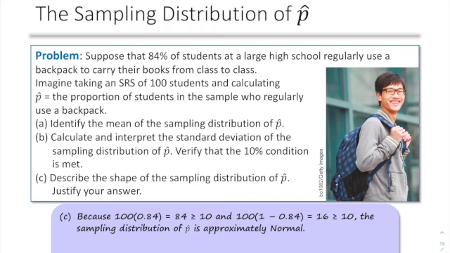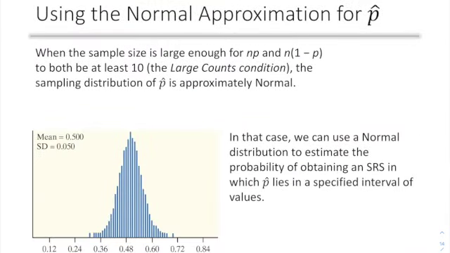Then the last part, C, describe the shape of the sampling distribution. That's where you do your large counts condition. Check that the sample size times p and the sample size times 1 minus p are both greater than or equal to 10. If they are, like they are in this case, then we can say the sampling distribution is approximately normal. So that's an example of checking all of those conditions.